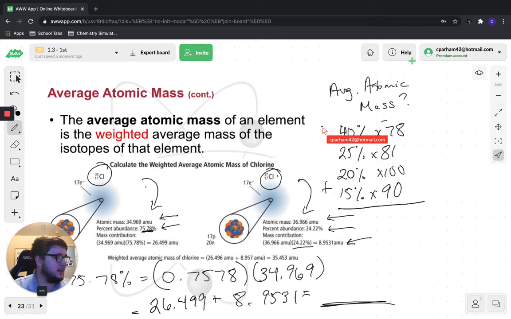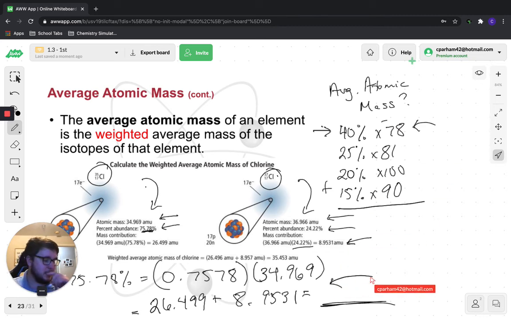Multiply the abundance, how much your category is worth, by what your score was in that category. Add them all up, and you get your total grade. So it's the same thing with this, the same type of formula.